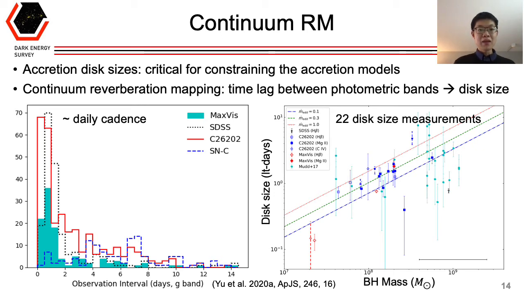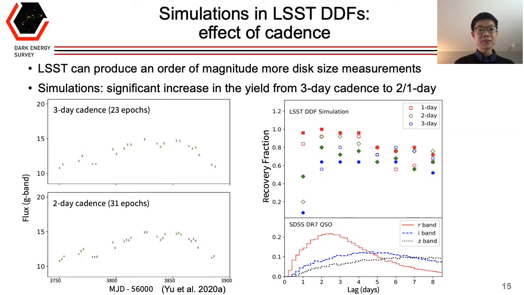The 3 lines here show the prediction of the standard thin disk model with different Eddington ratios, and here our results are consistent with the prediction of the standard thin disk model, which is in contrast to some previous studies that find larger disk sizes than the model predictions in some local AGNs.